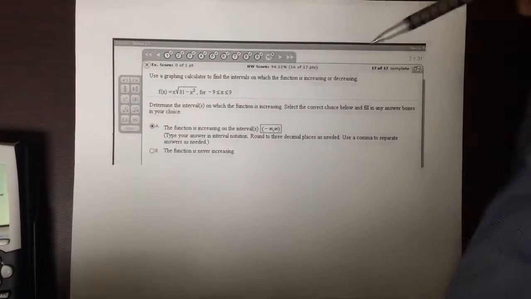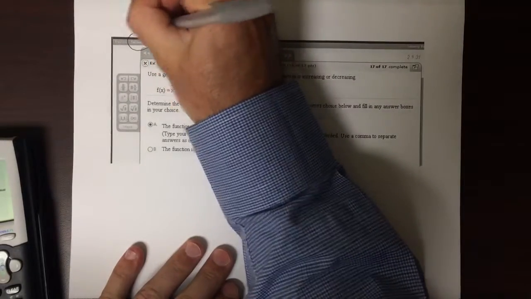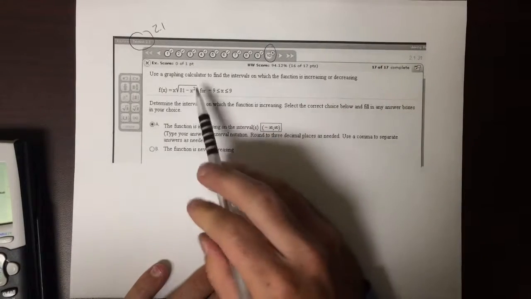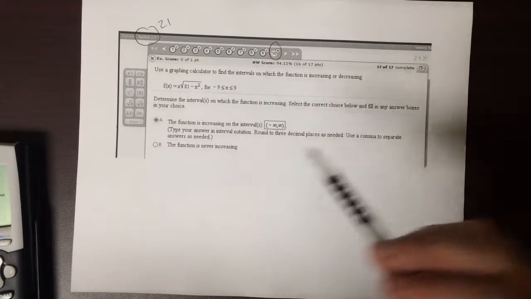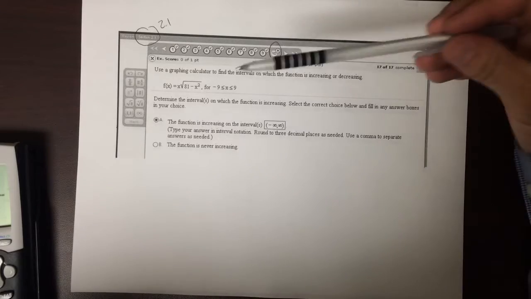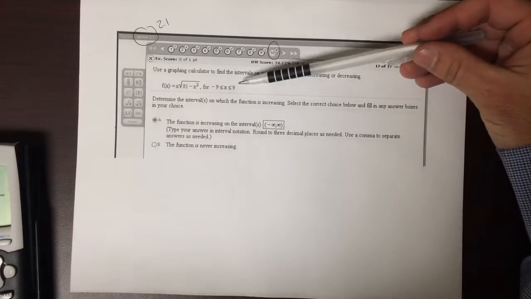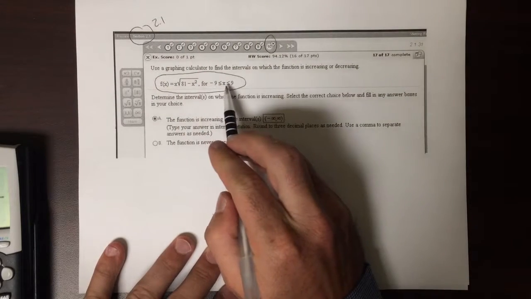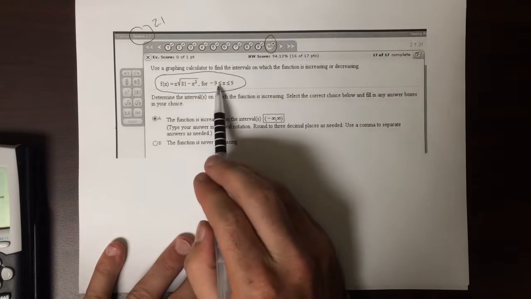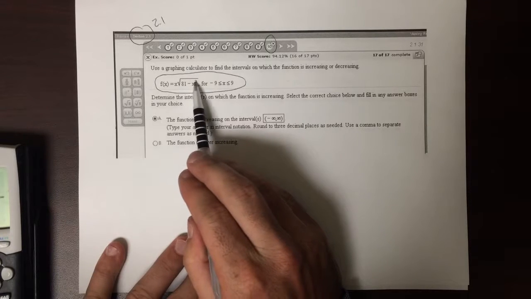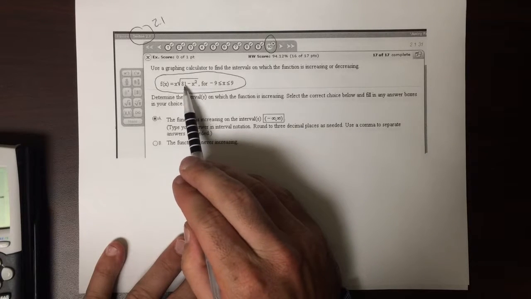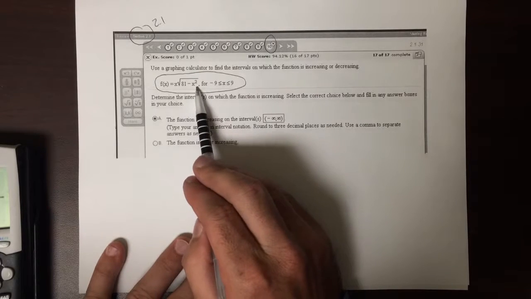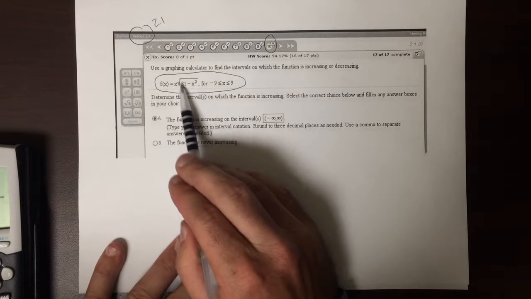The one you had a question about was section 2.1, problem number 10. It says use a graphing calculator to find the intervals on which the function is increasing or decreasing. They give you this equation, and they only want it from -9 to 9. That's because if you sub in any number less than -9, like -10, I would have 81 minus -10 squared, which is 81 minus 100. That would be a negative under a square root, and we can't have that.